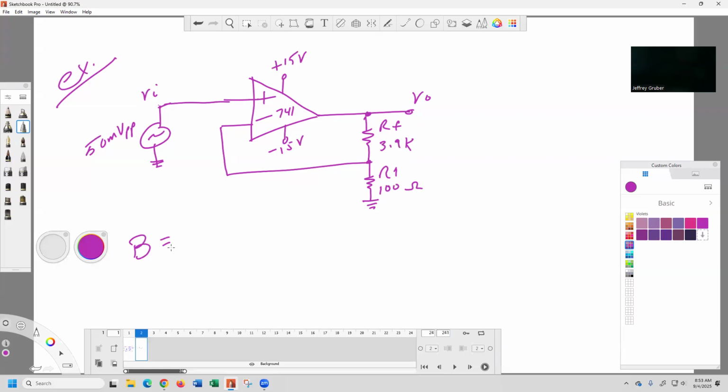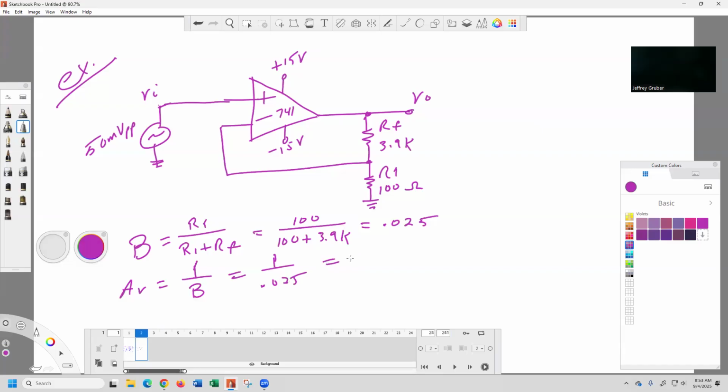So we said B is R1 over R1 plus RF. So that's 100 divided by 100 plus 3.9K, and that's 0.025. AV is 1 divided by B, which is 1 divided by 0.025, which is 40. If you plug these values into the other formula, I'll make it in blue, if you plug these values into this formula, you should end up with 40.